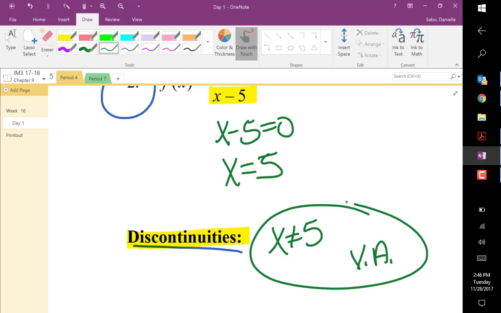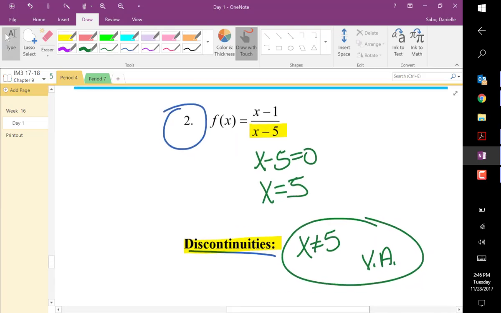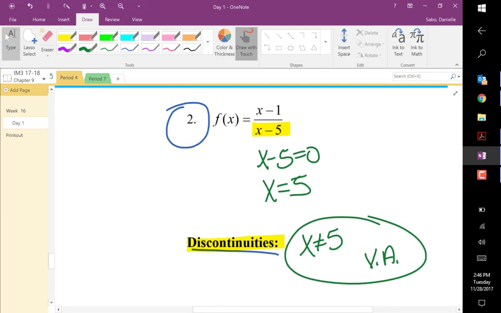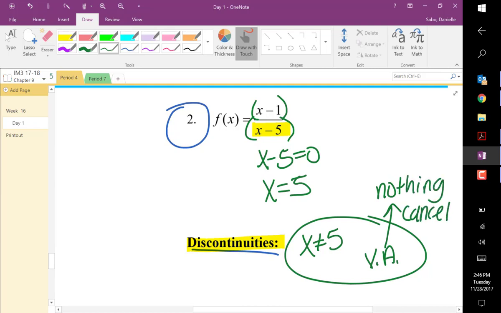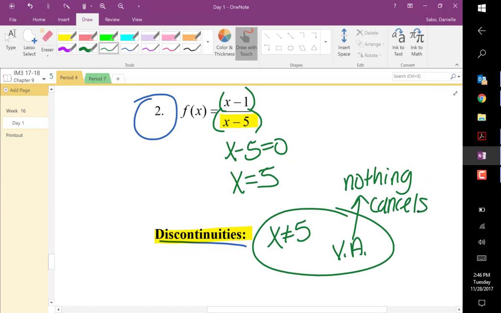Oh, they just got lucky. So let me explain that, because you need to know this. A vertical asymptote. Is there anything that cancels? Is this exactly the same on the top as it is on the bottom? No, right? So nothing cancels. I'm going to put that for your notes. Nothing cancels, so that when you go back and you look, you know why we labeled it as vertical asymptote.